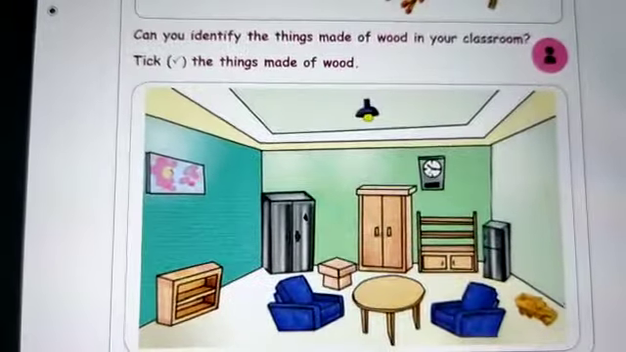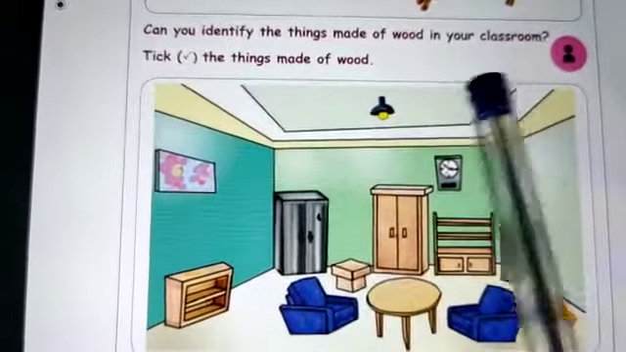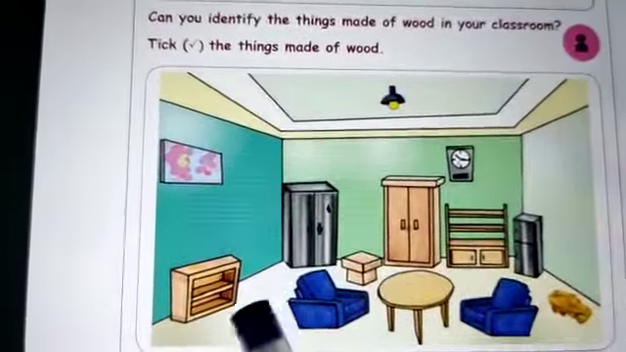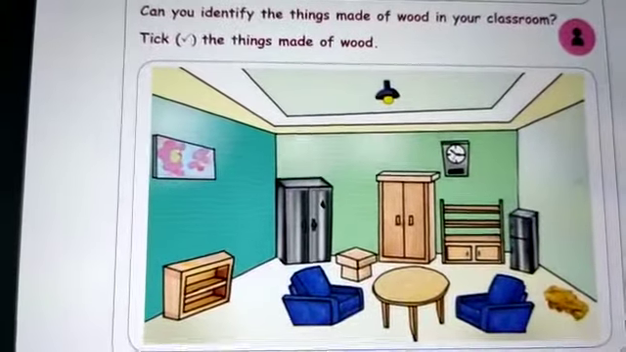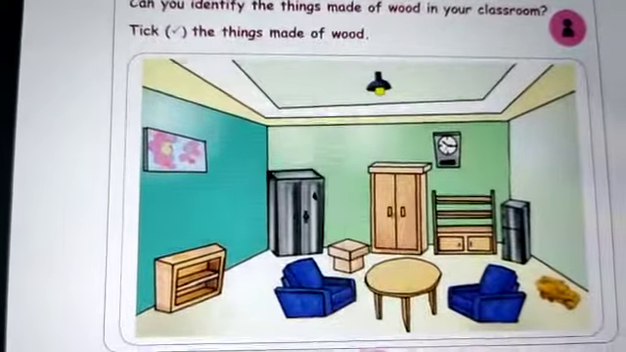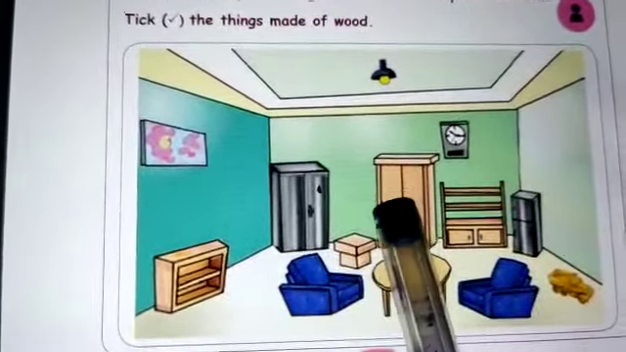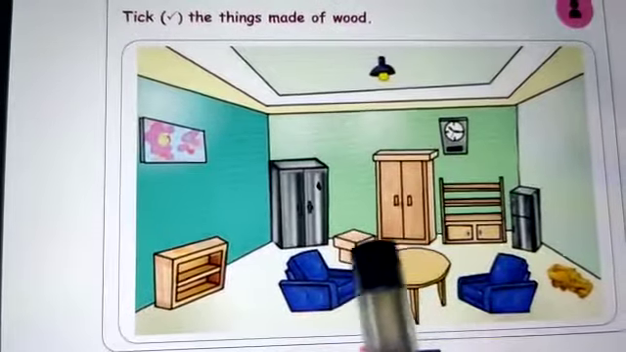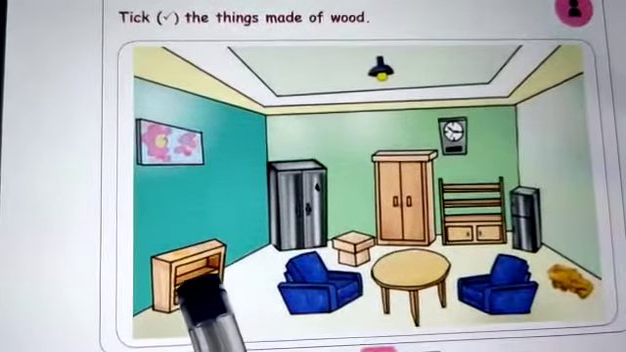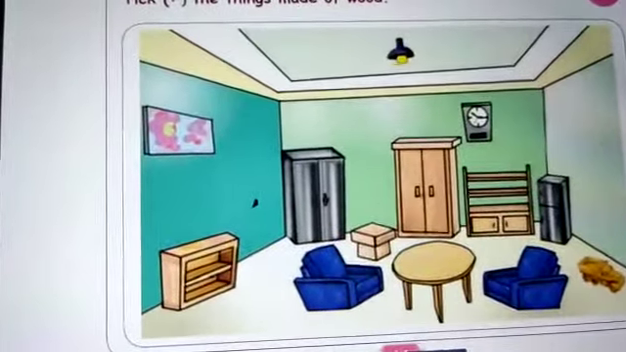See, this is an activity. Identify the things made of wood in your classroom. Which are the things you can see in your classroom? You do this, okay? Tick the things made of wood. See, what are the things made of wood? This bureau, the shelf, the round table, small table, chair, all are made of wood.